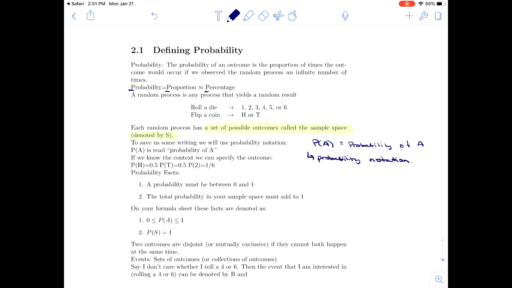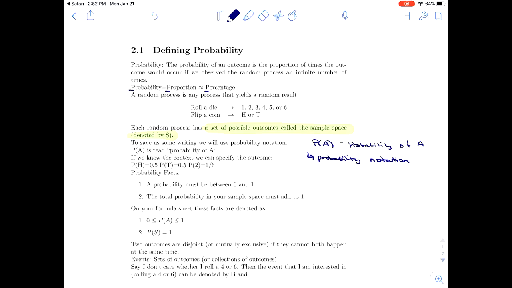Usually we use capital letters. It's not important, but it's just kind of a fun fact. If you know the context of the situation, right? So say you flip a coin, then you could say something like the probability of heads is 0.5 and the probability of tails is 0.5, right? Or even rolling a die. If you know that you're rolling a die, then you could say P of 2 is 1 in 6. Saves you a lot of writing, right? The probability of rolling a 2 is 1 in 6.